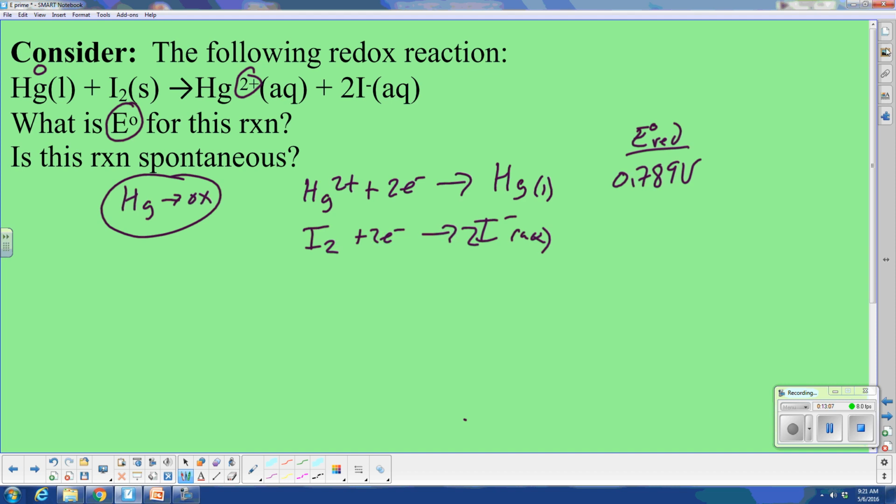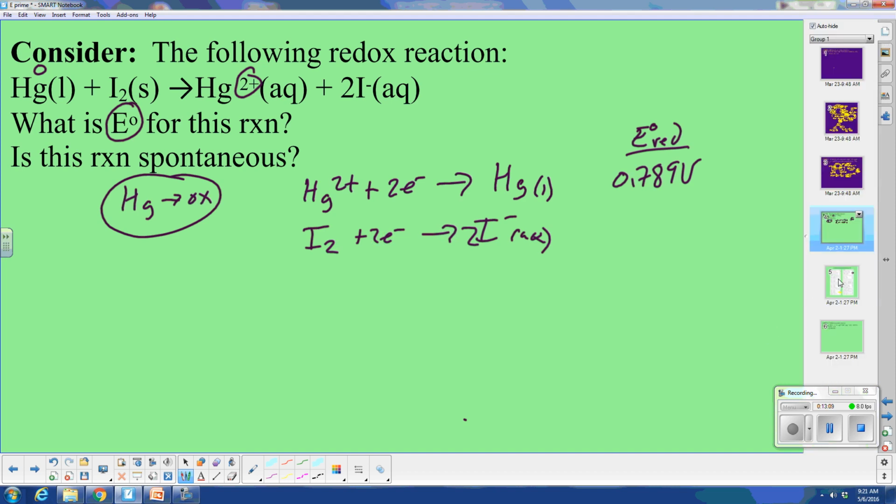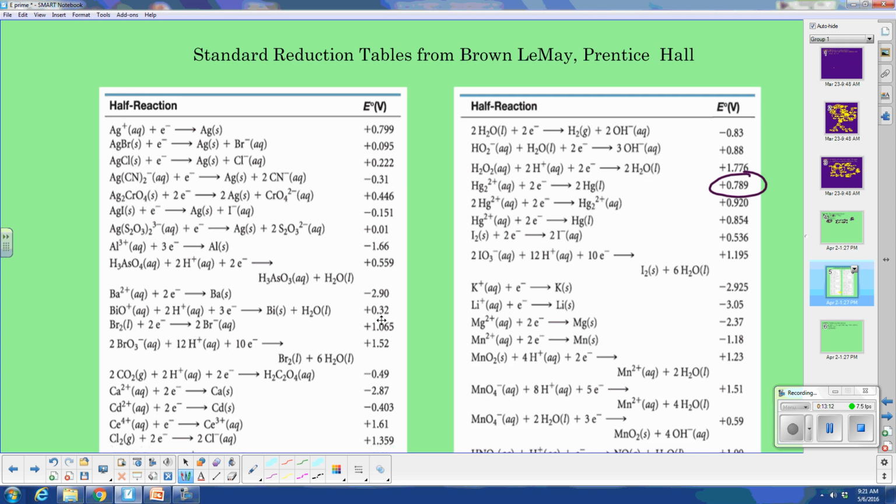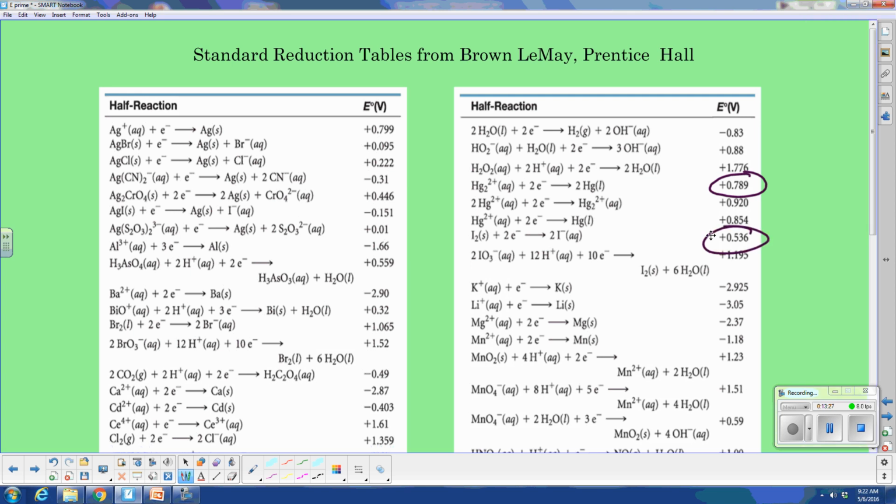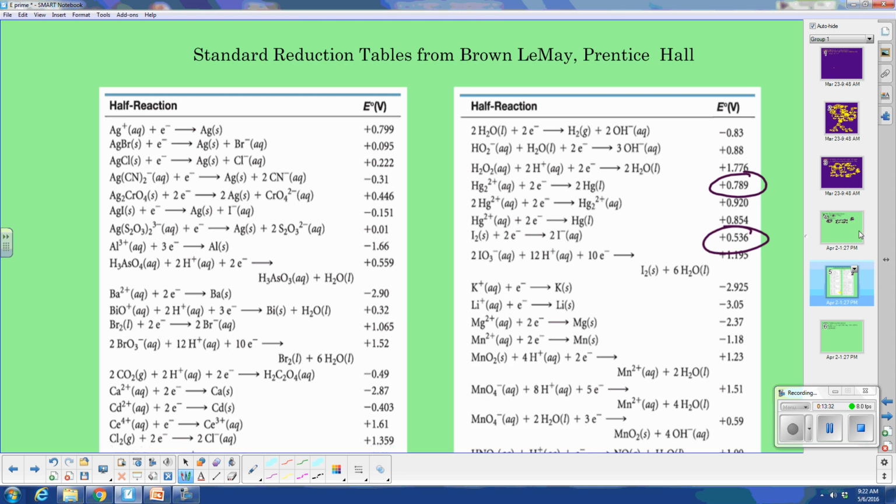Did you guys catch that iodine? I didn't catch the iodine. I'm going to have to come back. Where's iodine? Oh my gosh, it's right there. 0.536. There we go, 0.536. So let's go back and write 0.536.